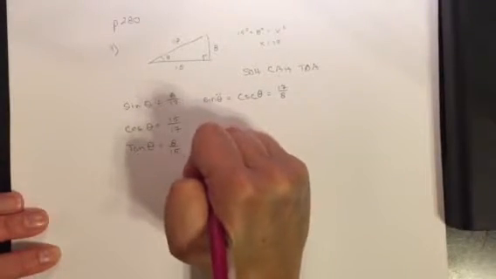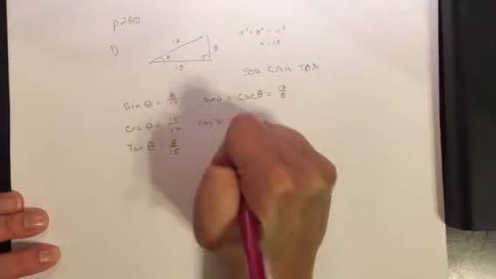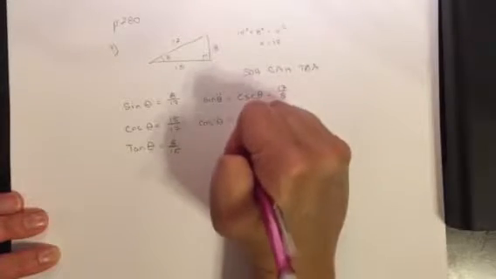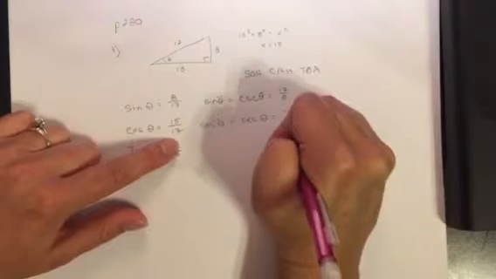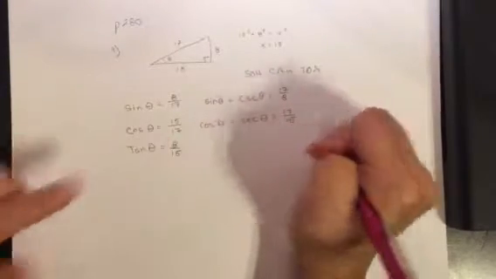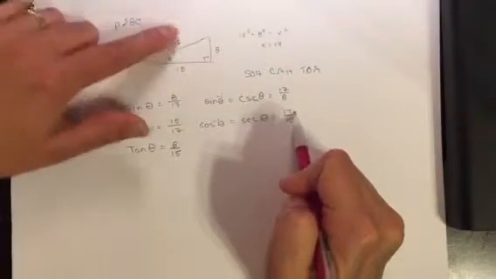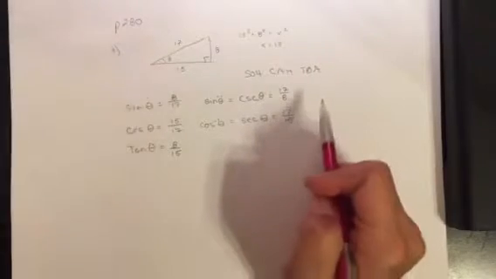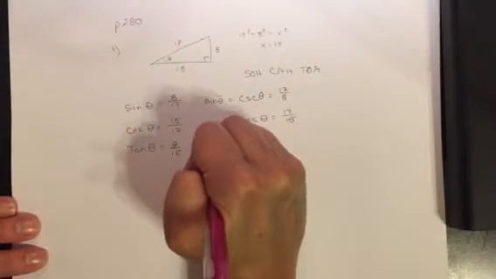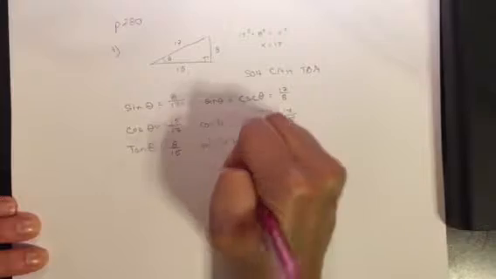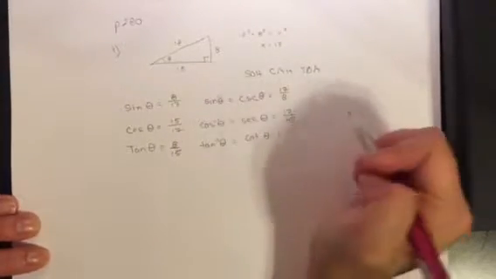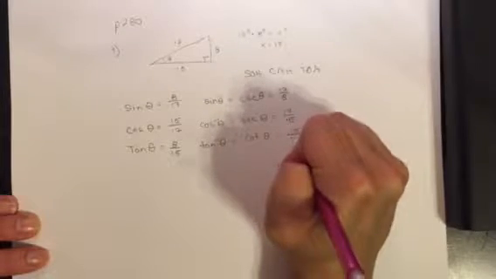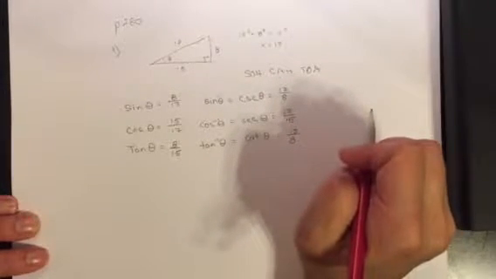Now cosine, I take the reciprocal, that's going to give me secant. So secant of theta is going to be 17 over 15, because now it's going to be hypotenuse over adjacent. And then tangent, I take the reciprocal as cotangent, and that's going to be 15 over 8.